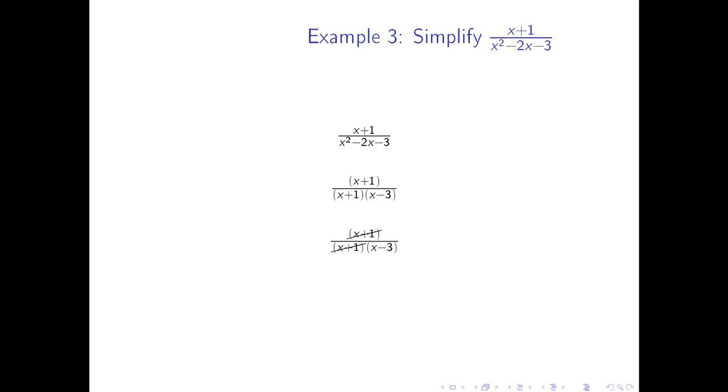That doesn't mean the numerator goes away. There's actually a times 1 that's hidden in the top that we're just not paying attention to. So we end up with 1 divided by x minus 3. So 1 over x minus 3 is a simplified version of that original expression. So this is how we can get it.